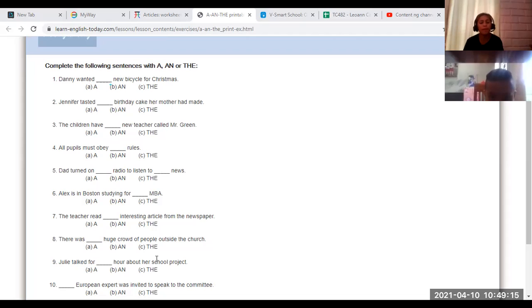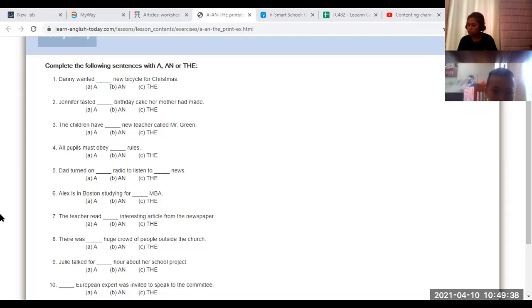Number ten, the last one. Blank European expert was invited to speak to the committee. A, an, or the European expert? I think it's a. Okay, European expert.